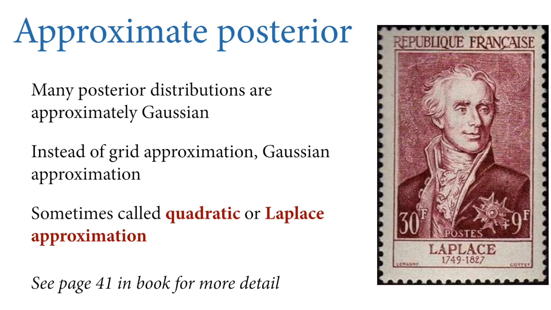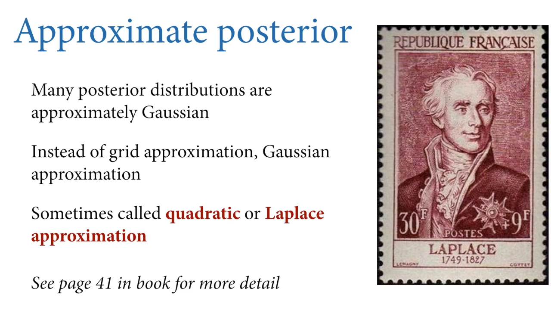This is sometimes called a quadratic approximation, and that's what I call it in this course. And there's a function in the Rethinking package called QAP, which just means quadratic approximation. But you'll also see this called the Laplace approximation, because one of the greatest mathematicians to have lived, Laplace, pictured there on a French postage stamp, used it. Laplace actually, arguably more than anybody else, did the most to make Bayesian probability into an inferential science. So Bayesian probability should probably be called Laplacian probability, but it's far too late to rename things now.